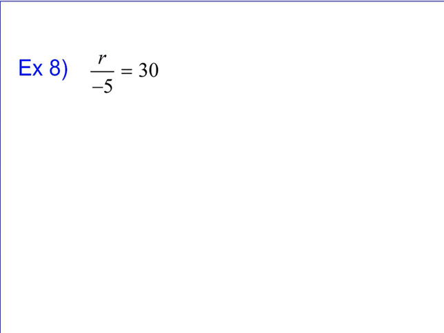One last one. We have r divided by negative 5 equals 30. And again, what is the inverse operation? Not the inverse number, but the inverse operation. Well, the inverse operation of dividing is multiplying. If we want to keep the same number, whatever it is, right? When we're multiplying and dividing.